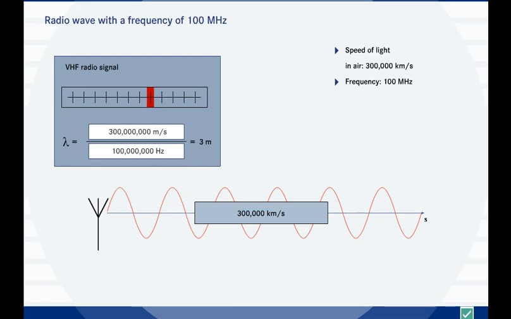Exactly. That's correct. With a propagation speed of 300,000 kilometers per second and a frequency of 100 megahertz, lambda equals 3 meters. The wavelength of this VHF radio signal is thus 3 meters.